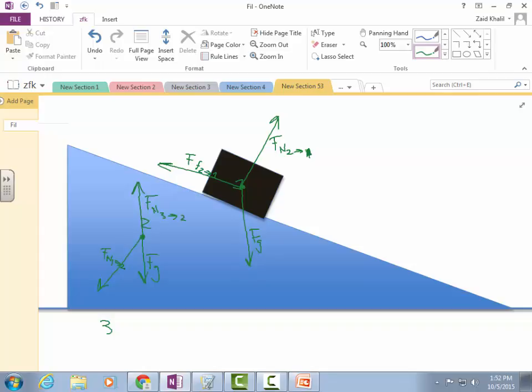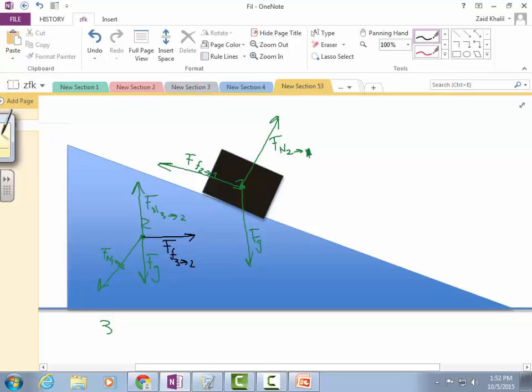Friction of 3 on 2. Let me see if I can put this in black. Maybe I'll improve it. The friction of 3 on 2. So now we have to think about where this plane is heading. The plane's moving this way because this thing is pushing on the plane this way, which sends it accelerating this way. So therefore, the force of friction from the ground on this plane is that way. So this is F friction of 3 on 2.